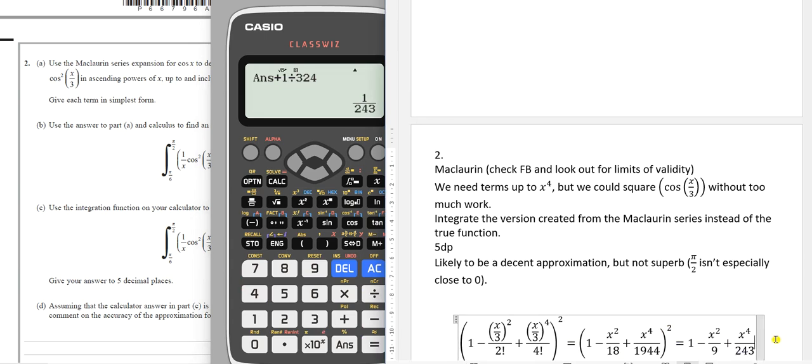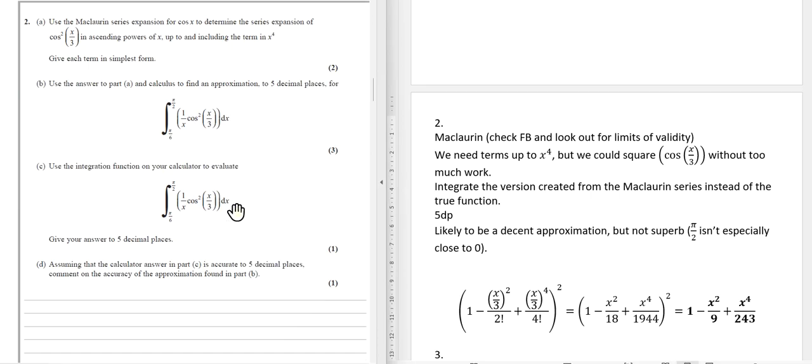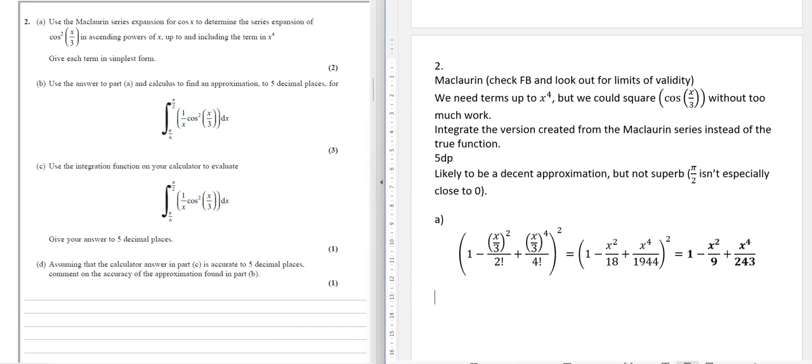So I can jump straight to that. I've got the first bit of the question. Give each term in its simplest form. Done. That's part A completed. And I can move on to part B, which is using your answer to find an approximation. So this means I'll have 1 over x times my expression.